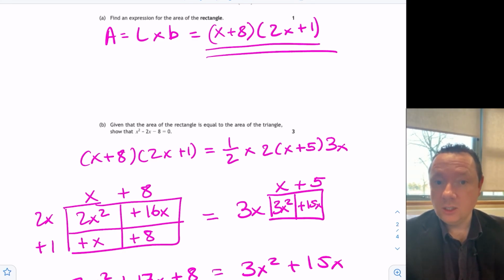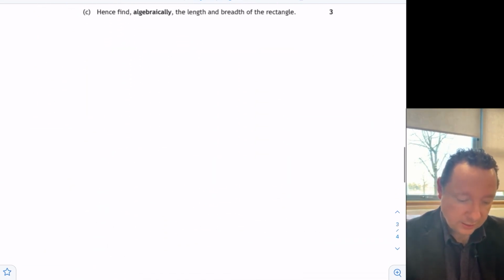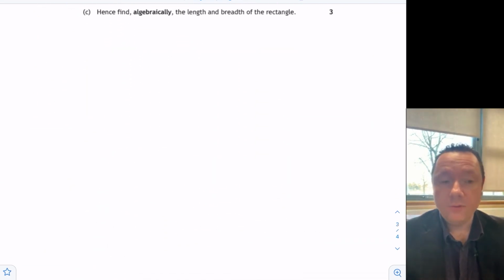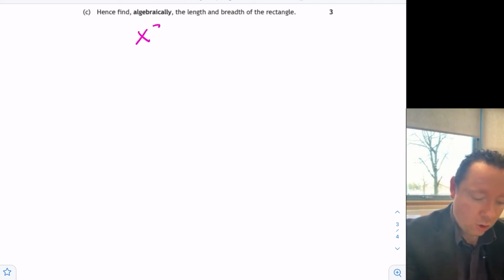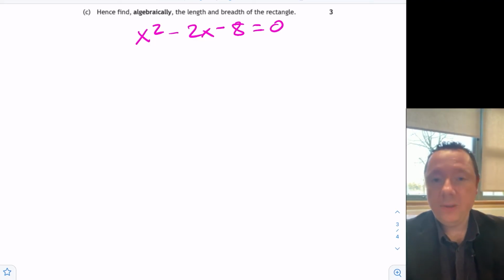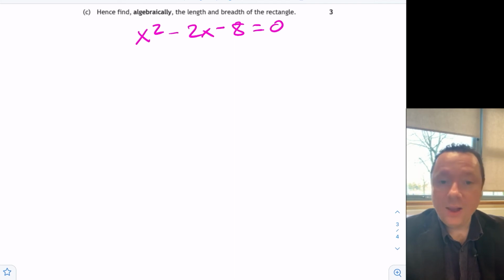That doesn't stop you doing part C though, because part C says, hence find algebraically the length and breadth of the rectangle. The question already told you that x squared minus 2x minus 8 equals 0 in part B. So even if you've lost the first two parts, if you know how to factorise and find x, you can work this out using quadratics. You either use the quadratic formula or factorising. Since this is non-calculator, you can bet 9 times out of 10 we're going to factorise. So let's have a look.